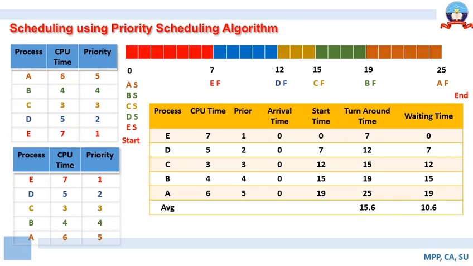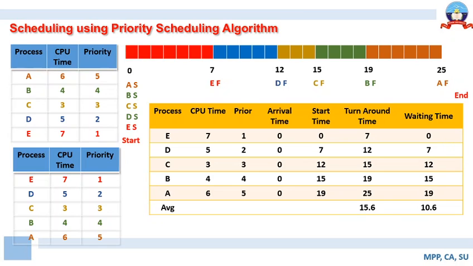Likewise waiting time, which is turnaround time minus burst time. So 7 minus 7 is 0. Likewise for D, 12 minus 5 is 7. Likewise for C, 15 minus 3 is 12. Likewise for B, 19 minus 4 is 15. Likewise for A, 25 minus 6 is 19. So here the average waiting time comes to around 10.6. So this is the way the turnaround time and the waiting time are estimated. Likewise the average turnaround time and the average waiting time are estimated.